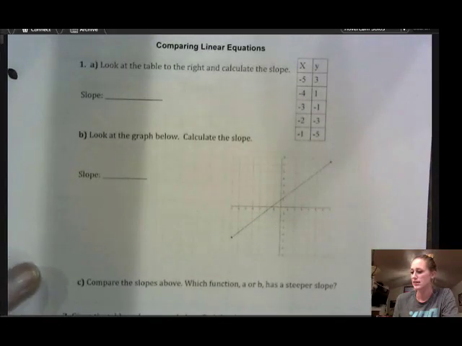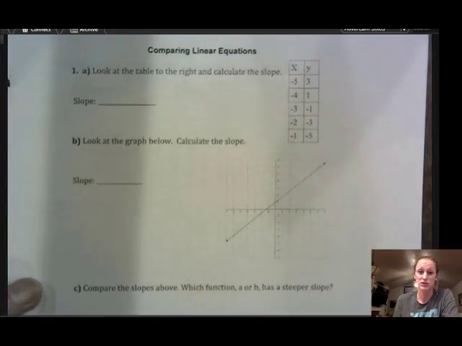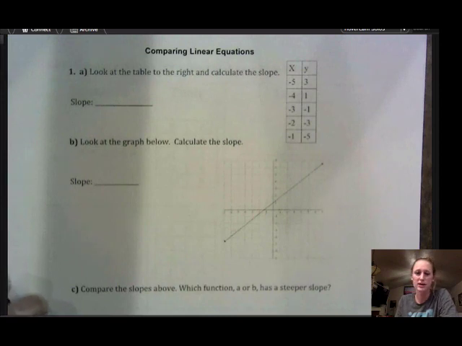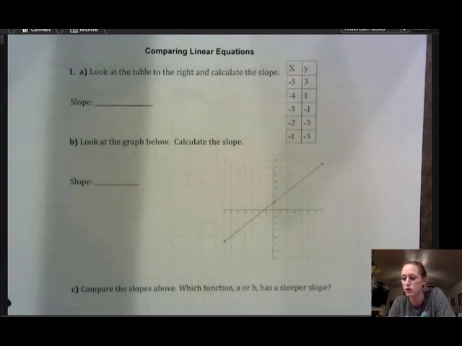All right, guys. This lesson from Module 5 is actually not really out of your book, but kind of covers an important concept. So, comparing linear equations. What we like to do when we compare linear equations is compare their slopes and compare their y-intercepts. So, we're pretty comfortable looking at slopes, but let's look at the right and calculate the slope.